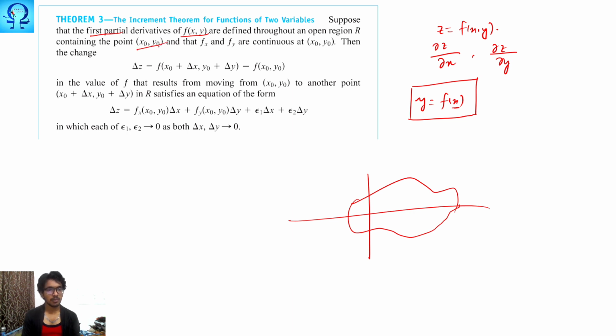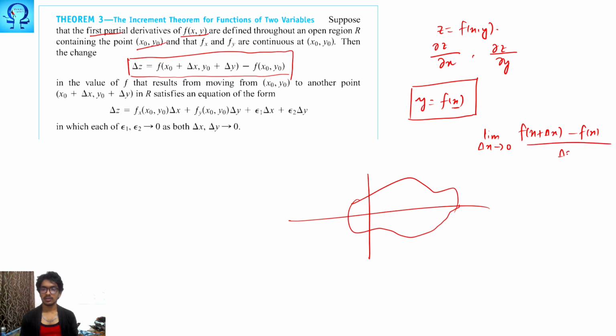In that open region, we have a point x0, y0, and the partial derivatives with respect to x and y are continuous at that particular point. Then you may write your del z as f of x0 plus del x, y0 plus del y, minus f of x0, y0. As we have in the definition of one variable differentiability, the limit as delta x approaches 0 of f of x plus delta x minus f of x upon delta x is written as f prime at x.